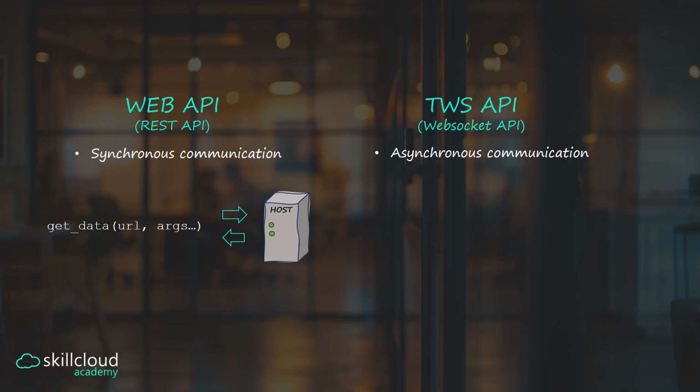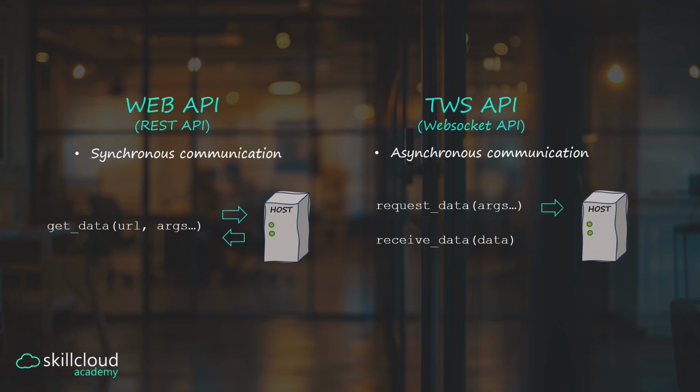If we want to do the same thing with the WebSocket interface instead, we need to use two functions. The first function requests data from the server similar to the GET function before, but it does not wait for the data to be returned. In fact, the request function does not return anything at all. So how does that work? Where does the data go?